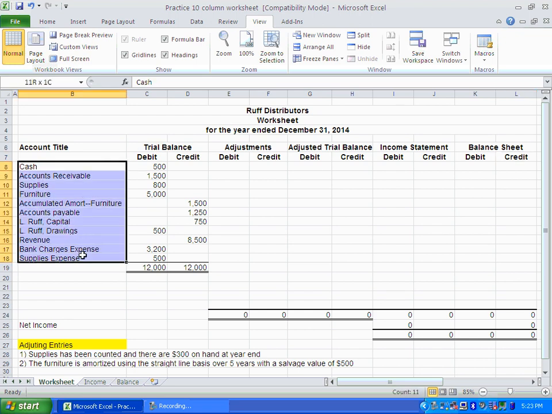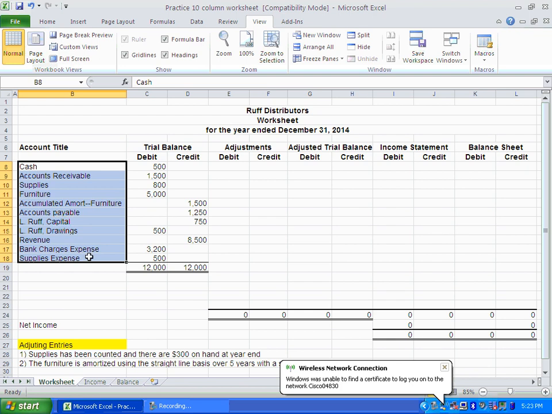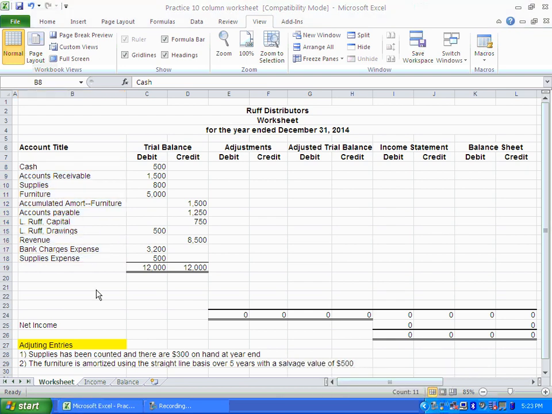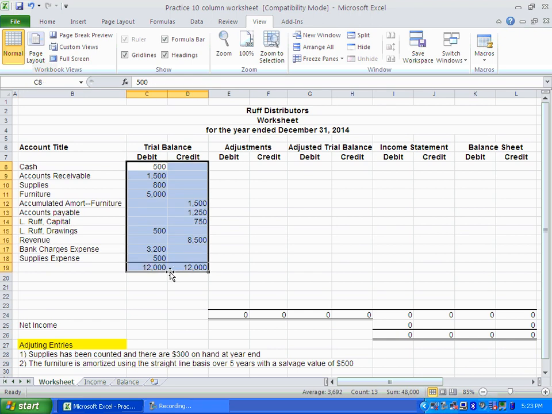What you'll typically get is a list of accounts under the account title column. For our purposes, this is going to be a very simple worksheet. Some of them can be quite complex, with quite a few accounts. This one's just simple. We've got 5 asset accounts, 1 liability account, a capital account, a drawings account, a revenue account, and at least 2 expense accounts. You'll see what I mean by at least in just a second. And then you'll have your trial balance all filled out. This has to balance, okay, 12,000 on each side.